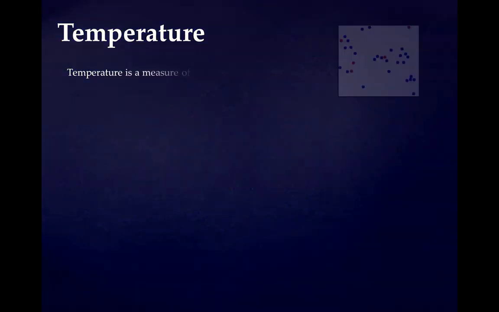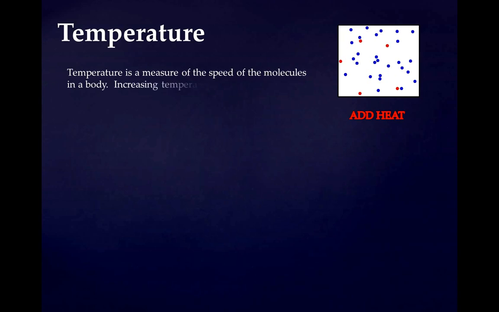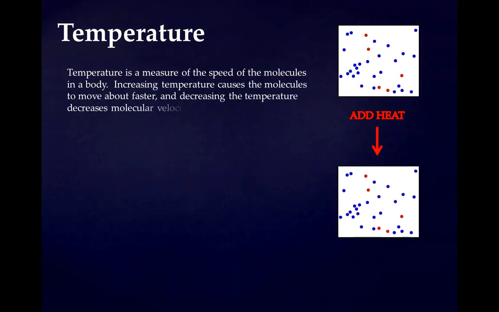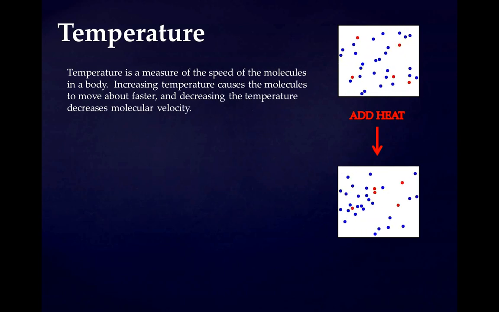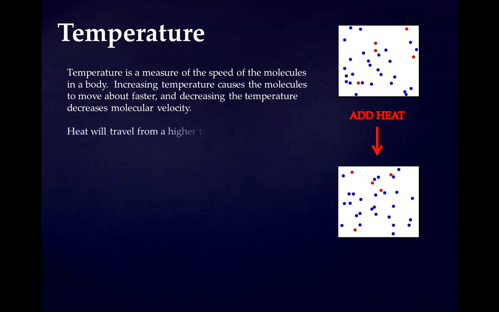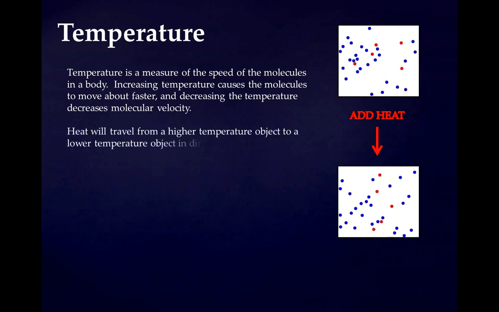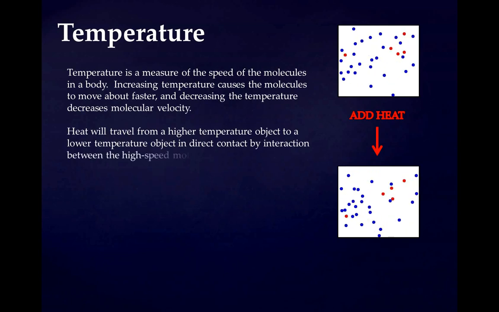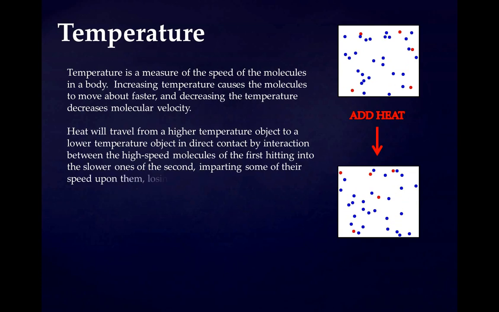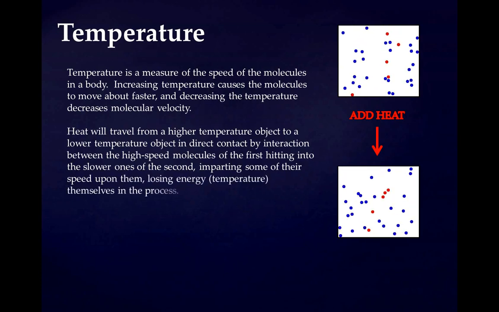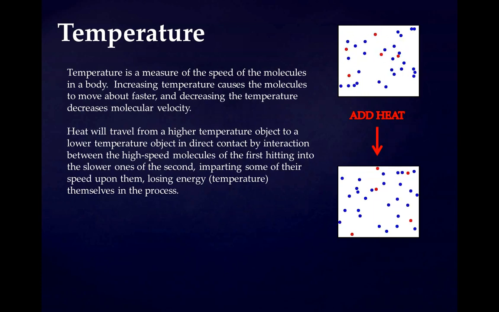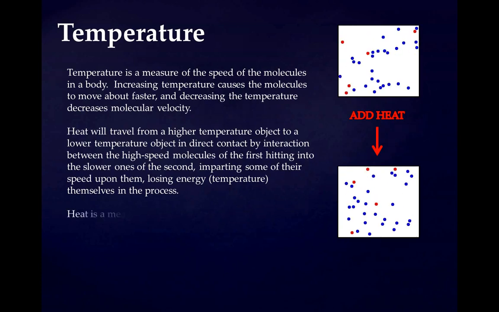Temperature. Temperature is a measure of the speed of the molecules in a body. Increasing temperature causes the molecules to move about faster, and decreasing the temperature decreases molecular velocity. Heat will transfer from a higher temperature object to a lower temperature object in direct contact by interactions between the high-speed molecules of the first hitting into the slower ones of the second, imparting some of their speed upon them, losing energy, temperature, themselves in the process.